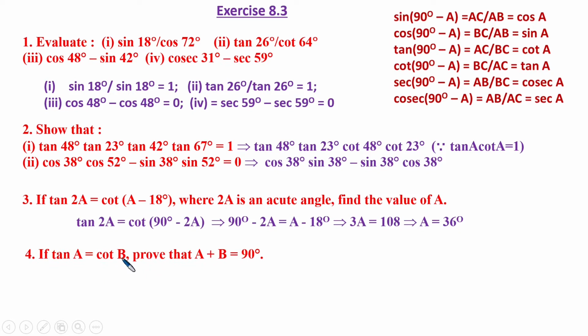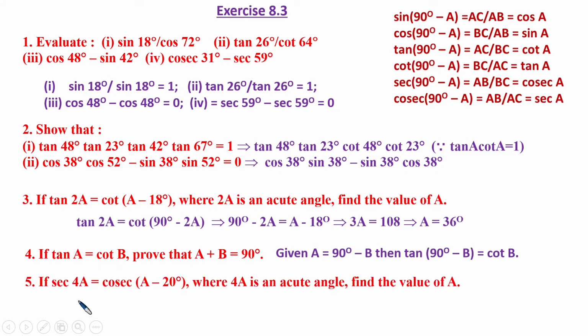Problem 4: if tan A is equal to cot B, then prove that A plus B is equal to 90 degrees. So I will prove it the other way around, that if A plus B is 90 degrees, then this is true. This also you can do from the converse. So here I know that A is equal to 90 minus B. Then tan of 90 minus B is what? It is cot B. But 90 minus B is A. So tan A is equal to cot B. So from this condition, I can come here.